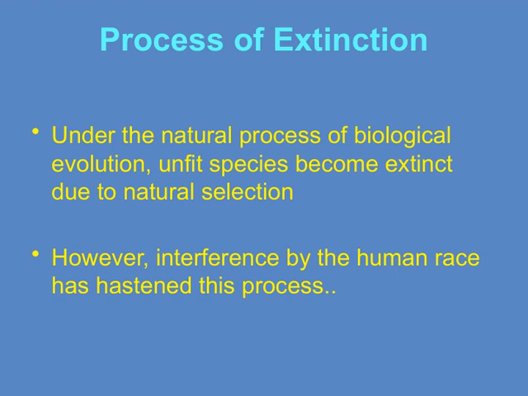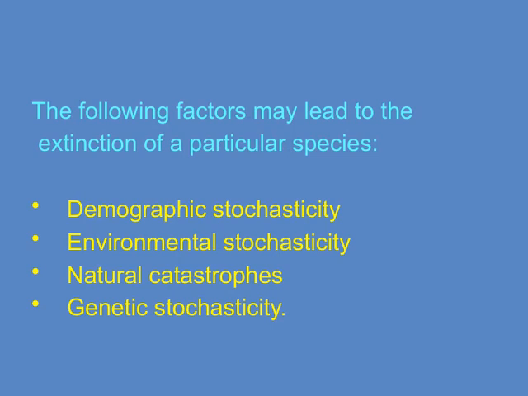Activities like habitat destruction, pollution, overhunting, and introducing invasive species have accelerated the rate at which many species are going extinct. This is a key point because it highlights how human actions are impacting the natural balance of ecosystems. Understanding this process is crucial because it ties directly into our overall theme of conservation and the importance of protecting biodiversity.